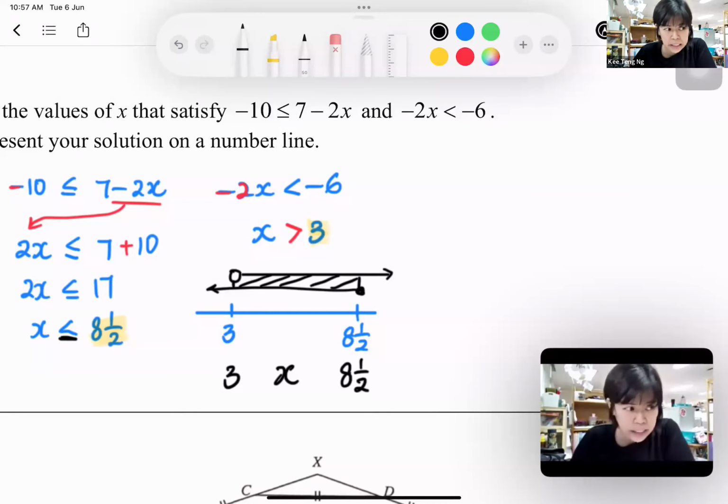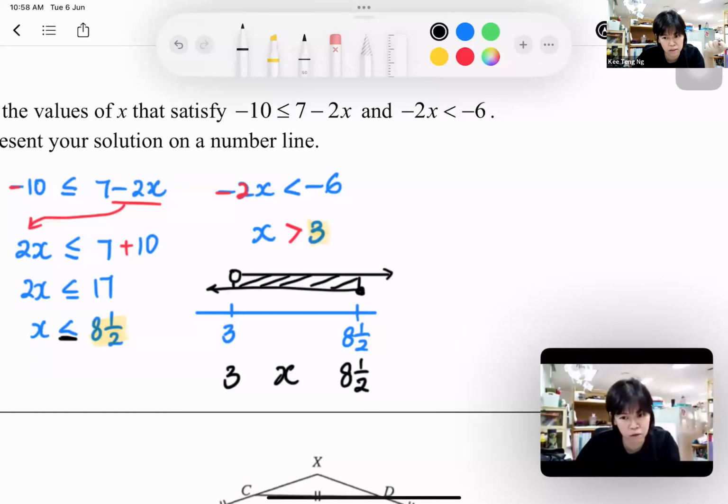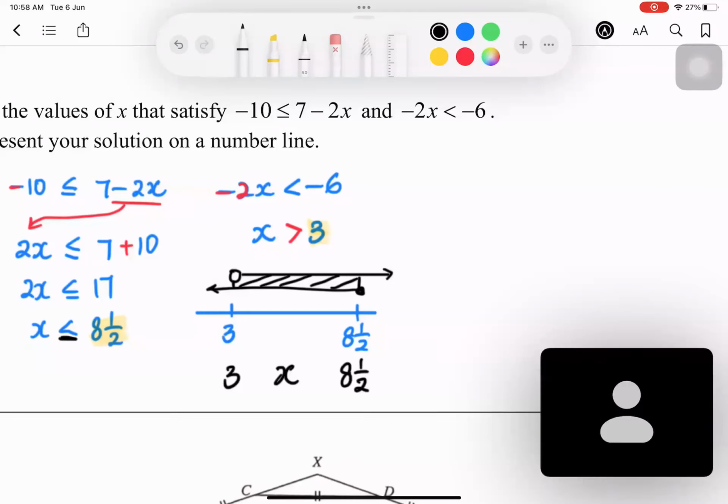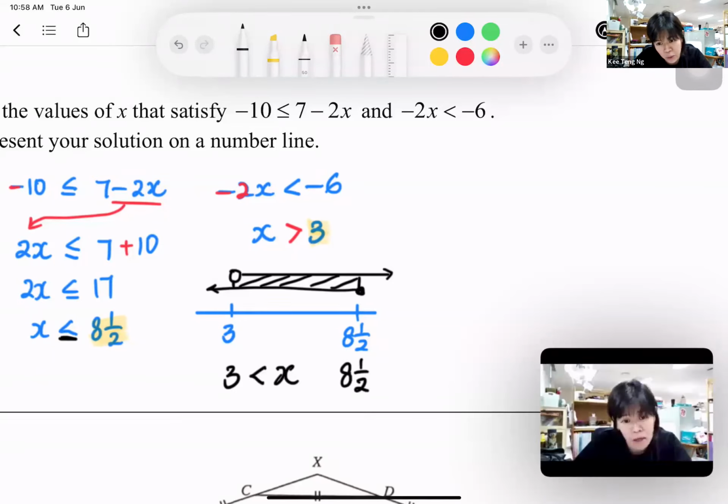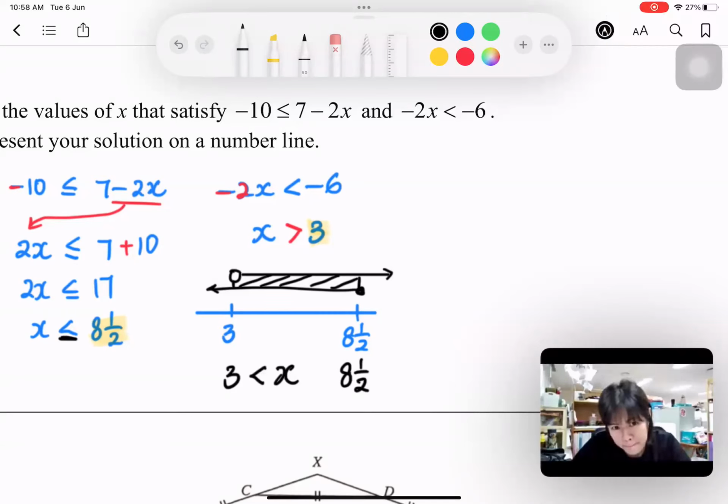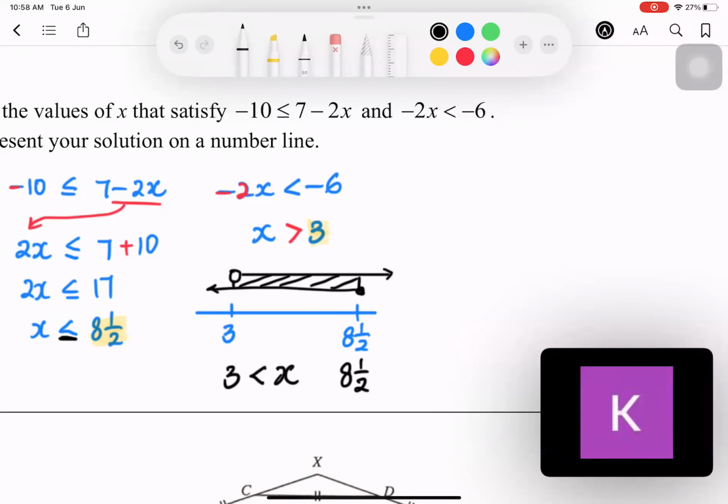But how do I put in my inequality sign? The region over here are all the numbers that are larger than 3, greater than 3. My inequality sign, the mouth will face which number? 6 or 3? Which one will be the larger one? The x is larger or the 3 is larger? X. Yes, so this direction. Do I put an equal sign? No. Why not? Because it's only greater than, not greater than or equal to.